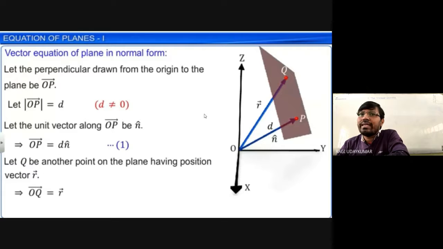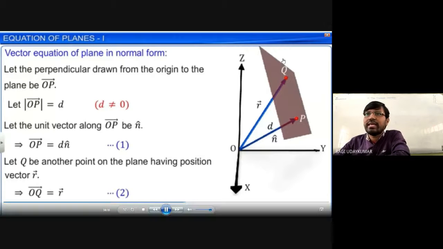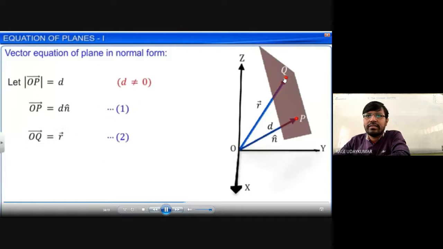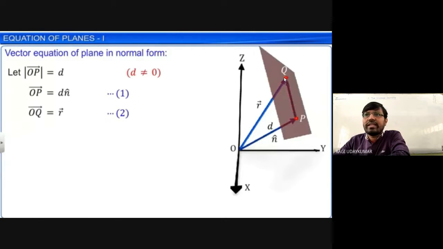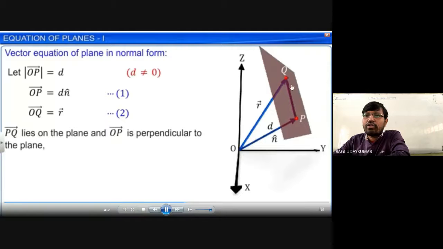Q is any arbitrary point. We can consider Q anywhere else, like this, in this place. With the arrow mark I am showing you; if you get confused, please follow the arrow mark. PQ lies in the plane. So OP is perpendicular to the plane.